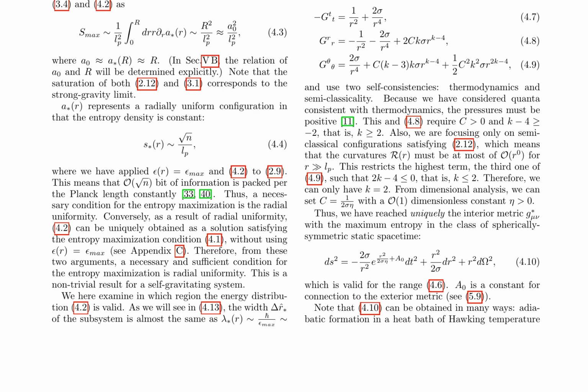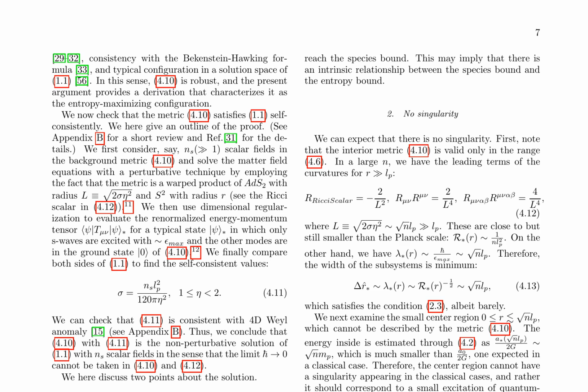The resulting interior metric g_μν, given by equation 4.10, is valid for the range √N L_P is less than or equal to R and is obtained uniquely in the class of spherically symmetric static spacetime. This metric can be connected to the exterior metric through a constant A. The derived entropy-maximized configuration provides a novel understanding of black hole entropy in the strong gravity limit, with implications for our understanding of the holographic principle and the nature of spacetime at the quantum level.